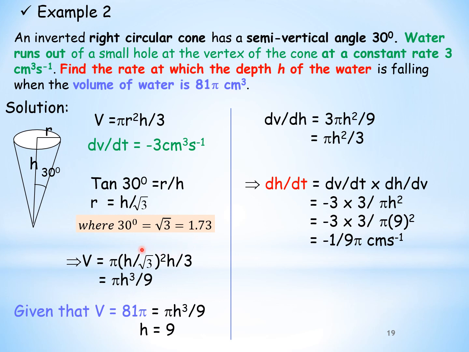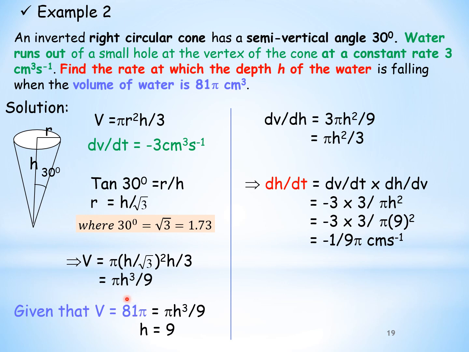Okay, so now if you refer back over here, the volume pi r. Your r now is substituted by this. We're gonna use r equal to h over sec 3. So substitute your r square. So square it, h divide by 3. Okay, so simplify it, you get this one, pi h cube over 9. Remember that volume equal to 81 pi. It is given that volume of water equal to 81 pi.